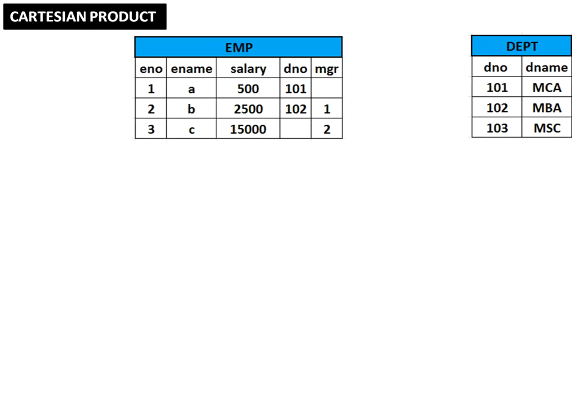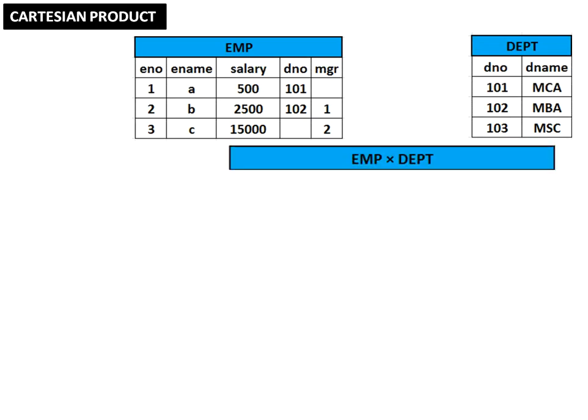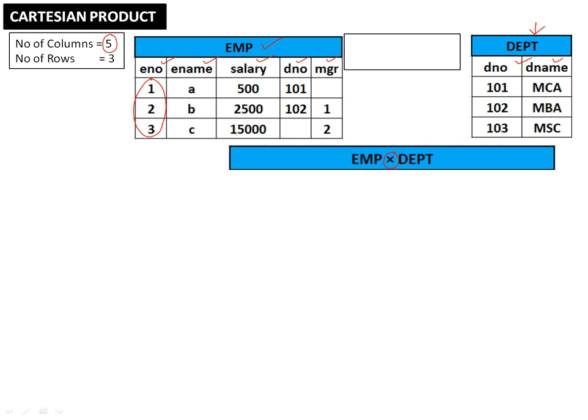Here there are 2 tables, guys. If you take the Cartesian product, it will be denoted by cross. This is mathematics, guys. In SQL we don't write any cross symbols, just mathematics I am explaining. If you consider this table, number of columns will be 1, 2, 3, 4 and 5. Number of columns are 5 and number of rows will be 3. Similarly, if you consider this table, number of columns will be 2 and number of rows will be 3, guys.